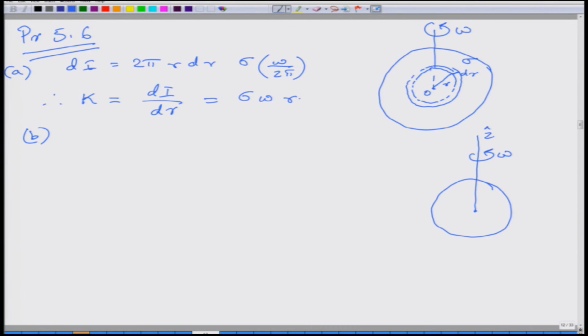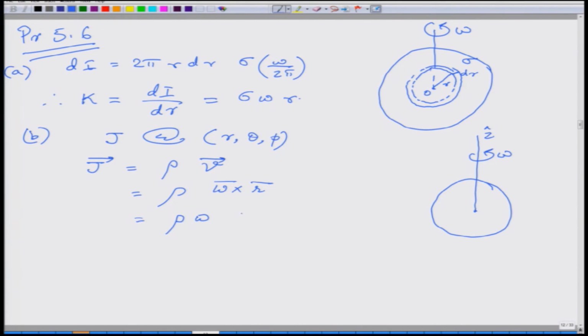What you need to find is the current density at any point r, theta and phi. So let's use this straightforward formula, J equals rho velocity v, and here in this case I will have omega cross r. Now, I will be getting this one since I have omega along the z axis.